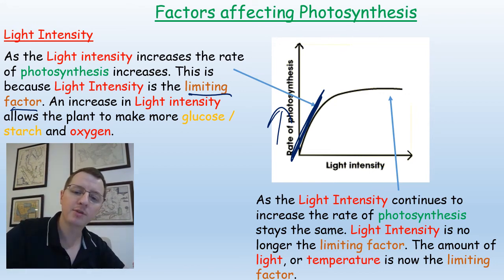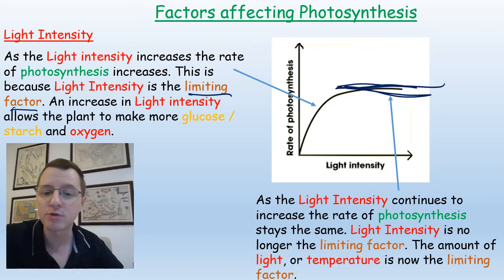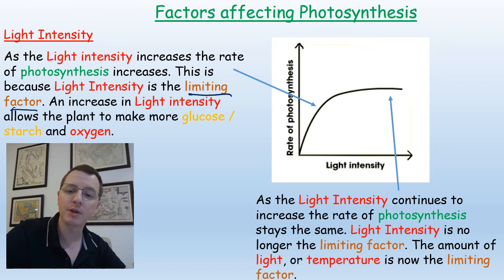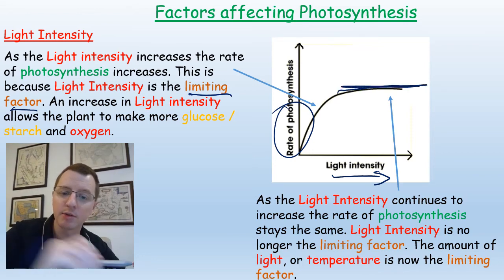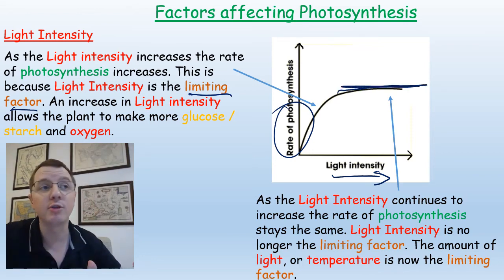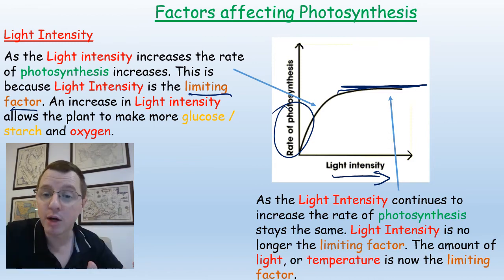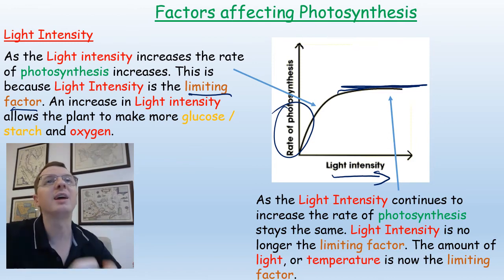However, in the second part of our graph here, that's no longer true, because as the light intensity increases, the rate of photosynthesis stays the same. We do not get an increase anymore. And all I've done there is describe. As the light intensity increases, the rate of photosynthesis stays the same. That's describing, but we might have to explain why.